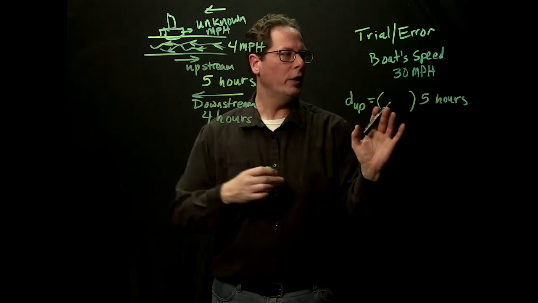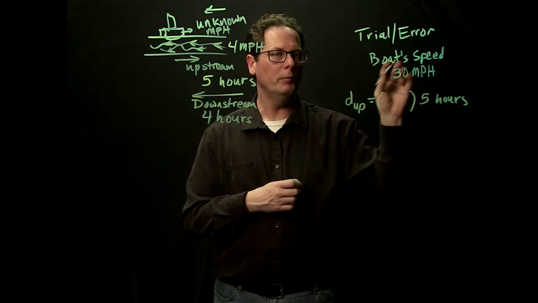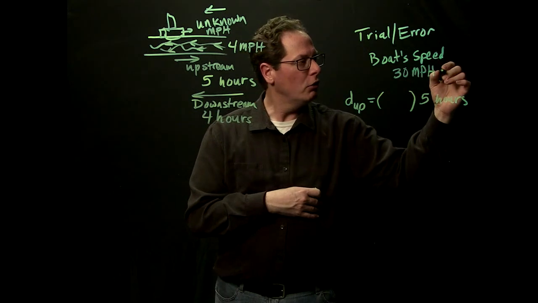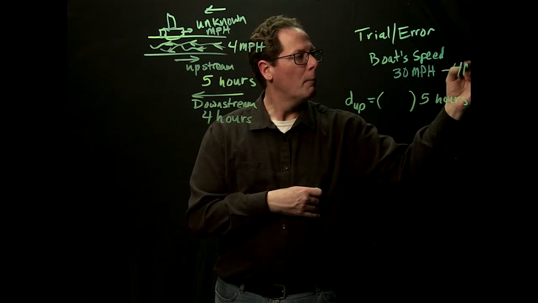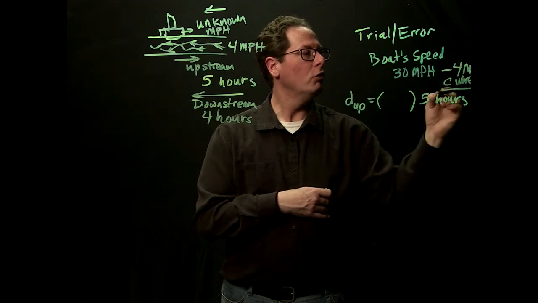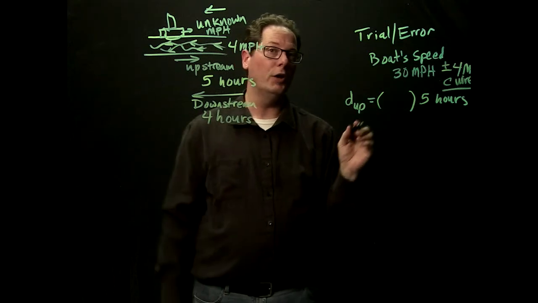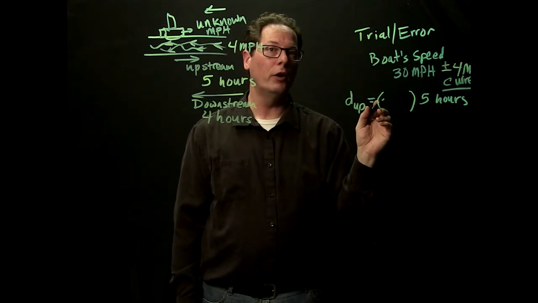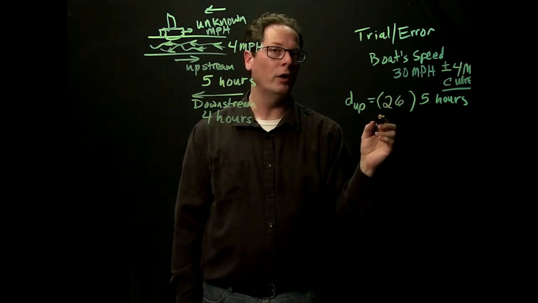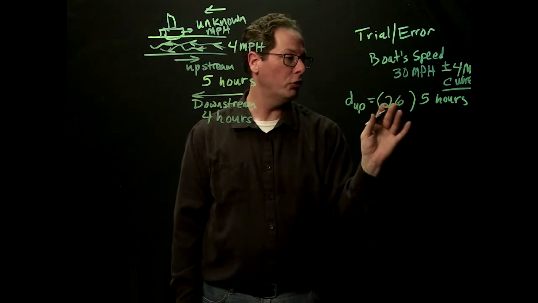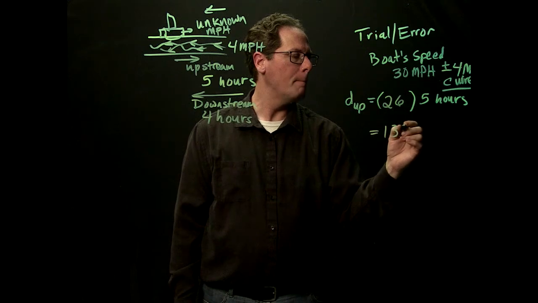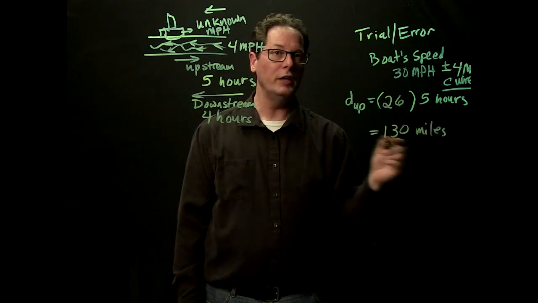But what is the rate going upstream? Well, the boat's speed is 30 miles per hour. We don't mean that the boat's speed upstream is 30 miles per hour. You lose the current's miles per hour as you're going upstream. So you lose it, and then you gain it on the way back down. So kind of plus or minus the 4 miles per hour from the current. So that would take us to 26 miles per hour for the upstream trip. So 26 times 5, that's 130 miles. You want to pick numbers that are easy to compute.